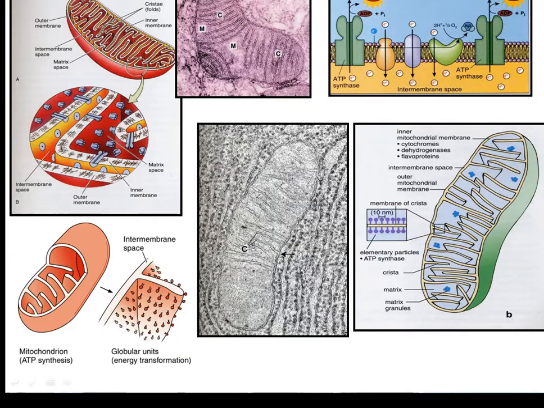Between the membranes there is an intermembranous space. Intermembranous space here and here, and also the large space enclosed by the inner membrane. It is termed the matrix space. It is here, the matrix space. The outer mitochondrial membrane and intermembranous space are here.